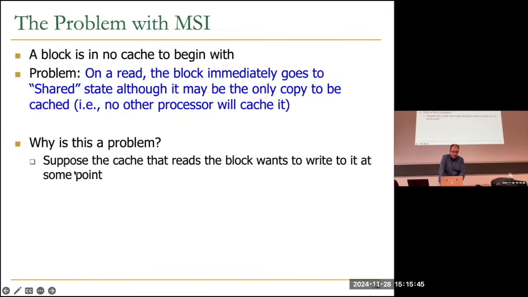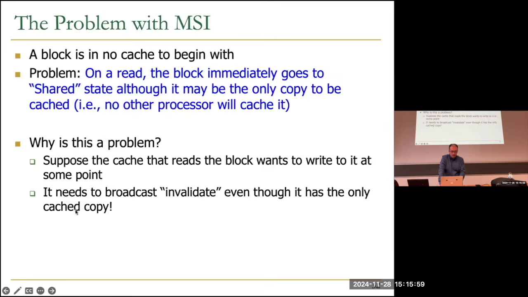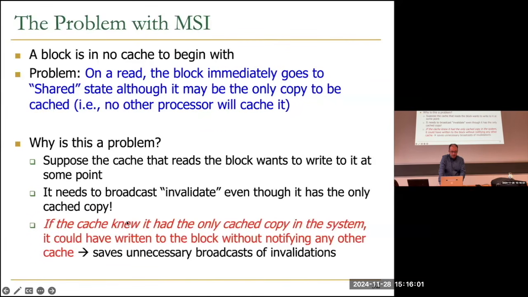So why is this a problem? Suppose the cache that reads the block wants to write to it at some point. Then you need to broadcast, while if you had that exclusive copy, you could just silently update. If the cache knew it had the only cached copy in the system, it could write to the block without notifying any other cache, which saves an unnecessary broadcast of invalidations.